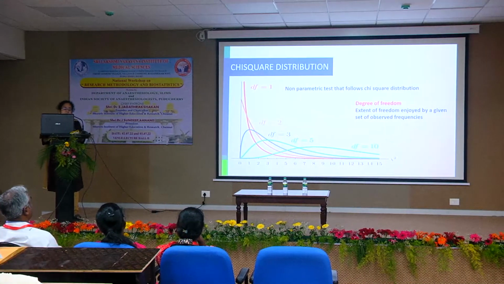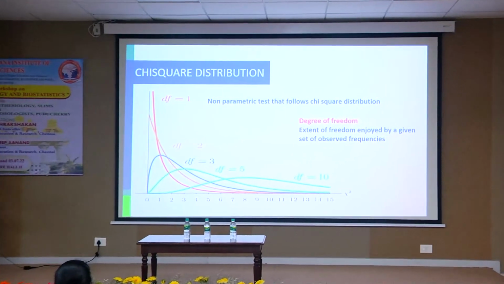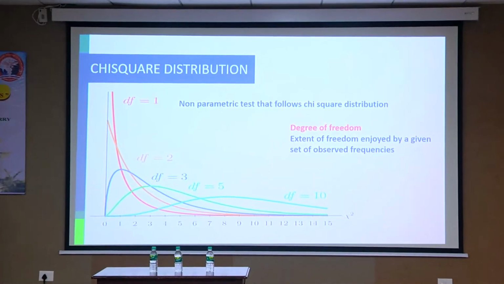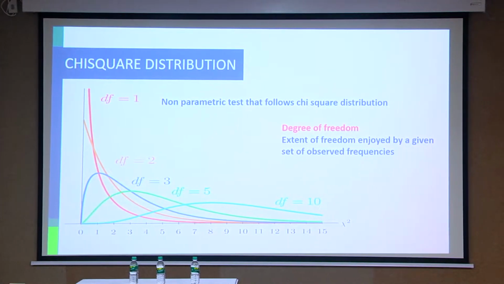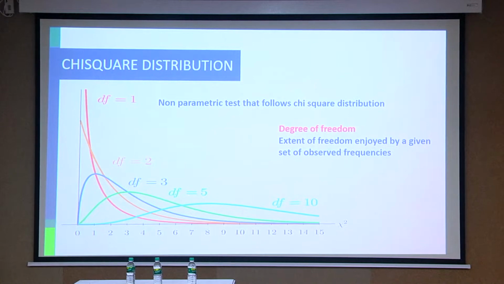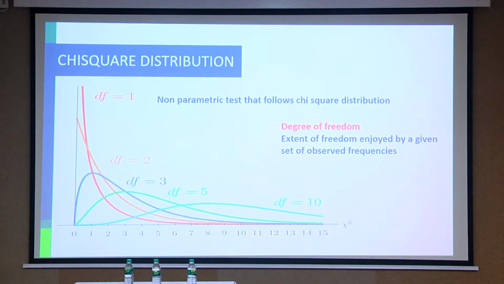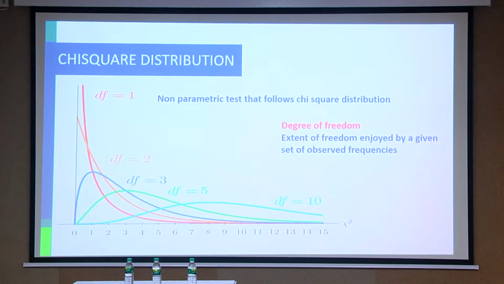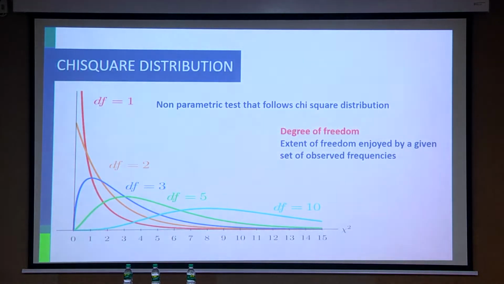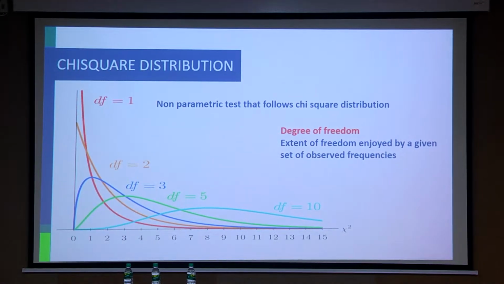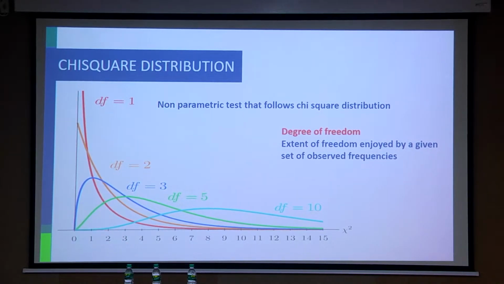The chi-square test is a non-parametric test that follows the chi-square distribution. It is a continuous probability distribution. As the value is squared, it is skewed to the right. The shape of the chi-square depends upon the degrees of freedom. Normally the degree of freedom is the extent of freedom enjoyed by a given set of observed frequencies. Normally it is n-1, that is, the number of categories minus 1.